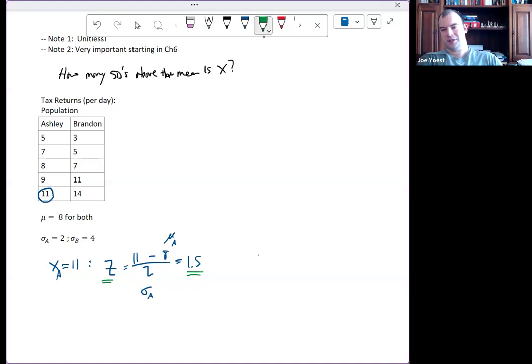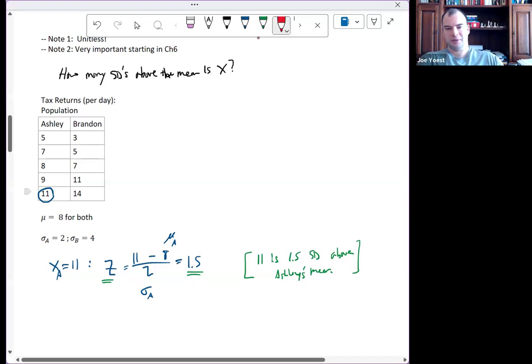Z equals 1.5 tells us that 11 is 1.5 standard deviations above Ashley's mean. So 11 is a 1.5 standard deviation event, a 1.5 sigma event. It's an event that we might say is maybe a little bit unusual, but not at all surprising or striking. Let's take a look at the Brandon data. Let's look at Brandon's best day.